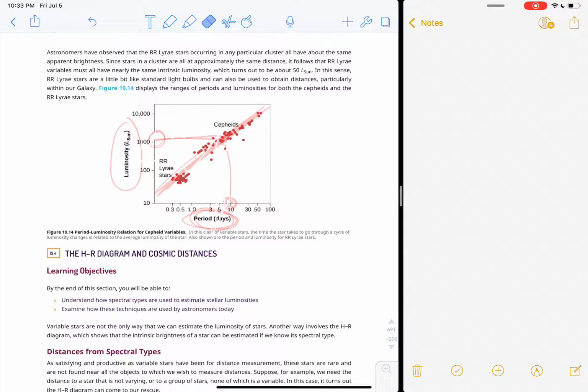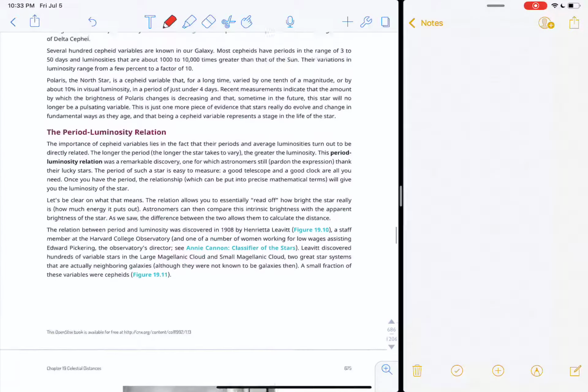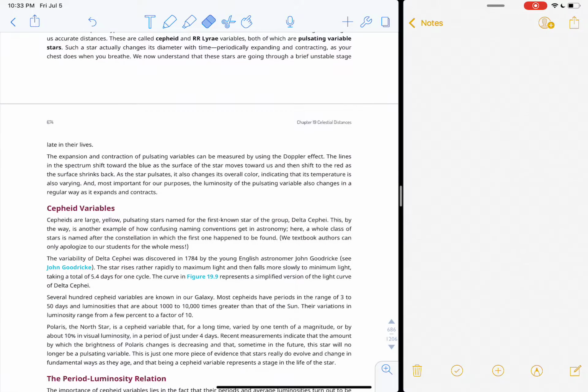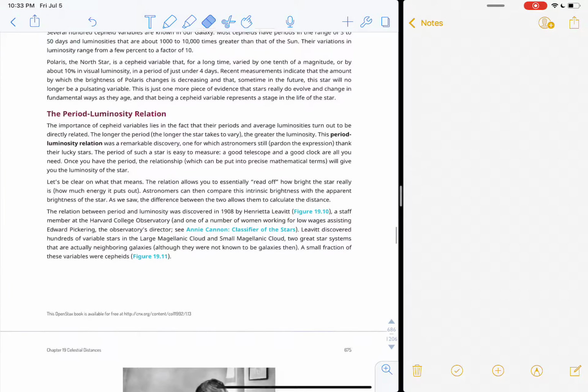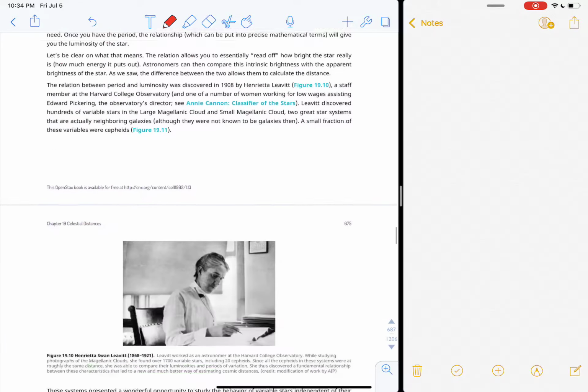So Cepheid variable stars and RR Lyrae variable stars, their period is associated with their brightness. And that means all we have to do is measure this light curve. And this light curve is really easy to measure. You just point a telescope at it and you just watch it and measure its heartbeat. Okay, so that's called the period-luminosity relation. So that was a big discovery. That was a big deal.